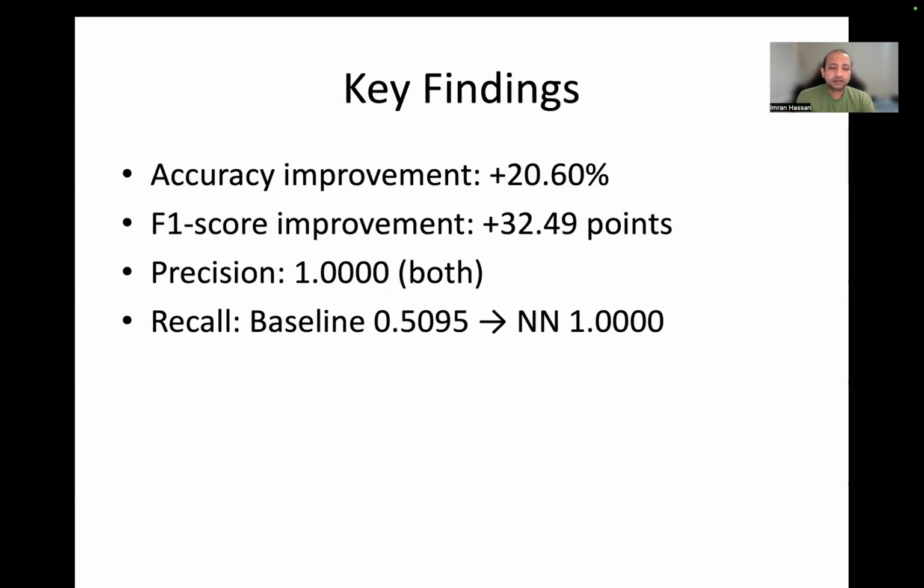Key findings: accuracy improved from the baseline by about 20.6%. F1 score improved 32.49 points. Precision is 1, and recall improved from 0.5 for the baseline to 1.0 for the neural network.